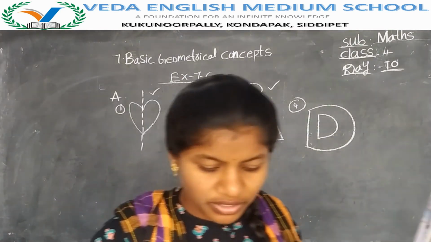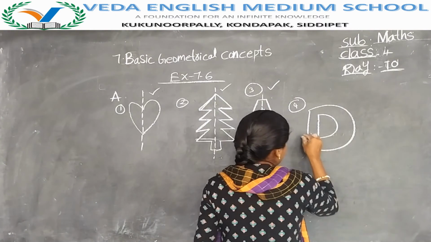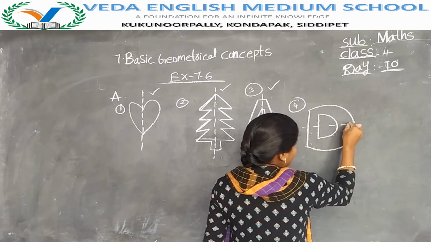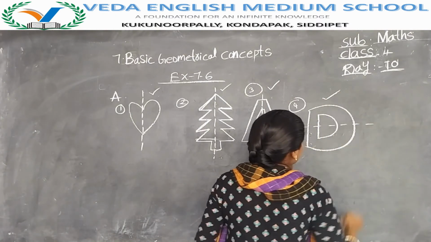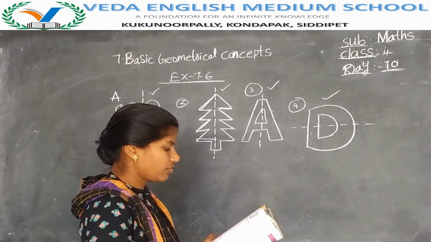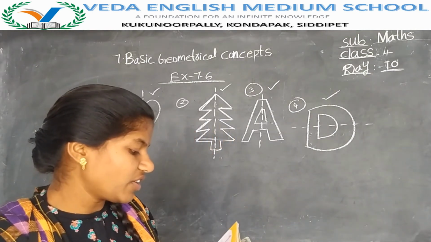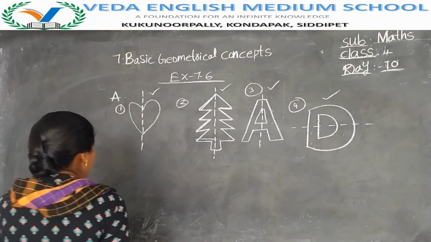Fourth one we will divide like this. Next. Fifth one. 1. We cannot draw a symmetrical line for 1. So fifth one we have to say.